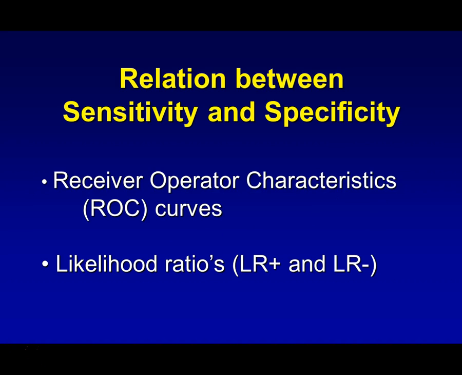We have seen that sensitivity and specificity have opposite relationships. If the sensitivity goes up, specificity goes down, and the other way around. This means that we have to find the optimum between sensitivity and specificity, and this can be done using receiver-operator characteristic curves and likelihood ratios.